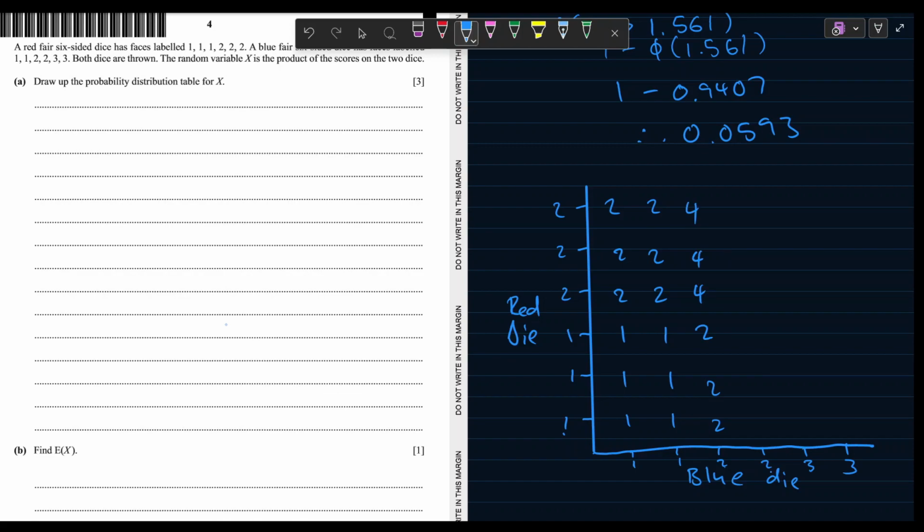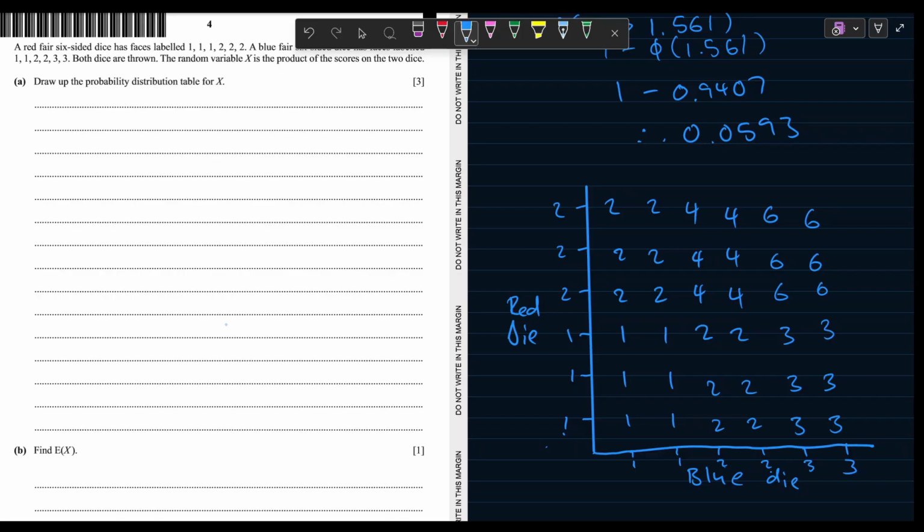Here it is 2 times 1, so that's 2. 2 times 1, that's 2 again. Then 2 times 1, that's 2. Then we've got 2 times 2, that's 4. 2 times 2, that's 4. Finally, again, 2 times 2, 4. Then that's 3 times 1, 3. 3 times 1, 3. 3 times 1, 3. 3 times 2, that's 6, 6, 6. And then this final column is just the same as the previous one. So 3, 3, 3, 6, 6, 6.